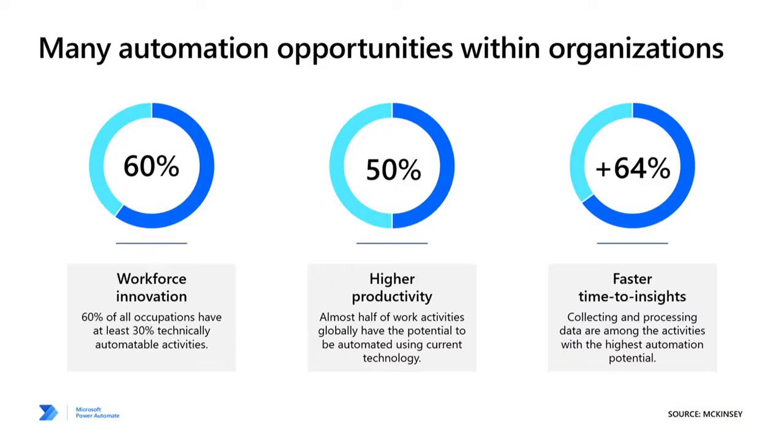There we go. So customers are expecting higher customer service. At the same time, they're showing a decrease in satisfaction. So I think there's something to be fixed there. The biggest opportunities within your organization to automate is, one, workforce innovation. So 60% of all occupations have at least 30% of activities that you can automate.